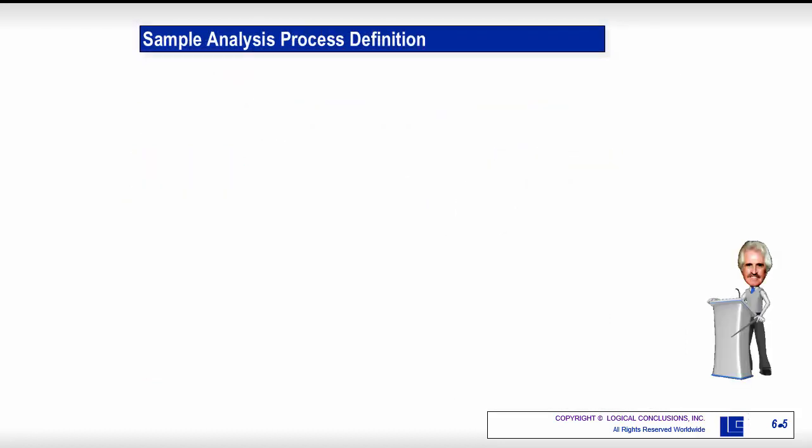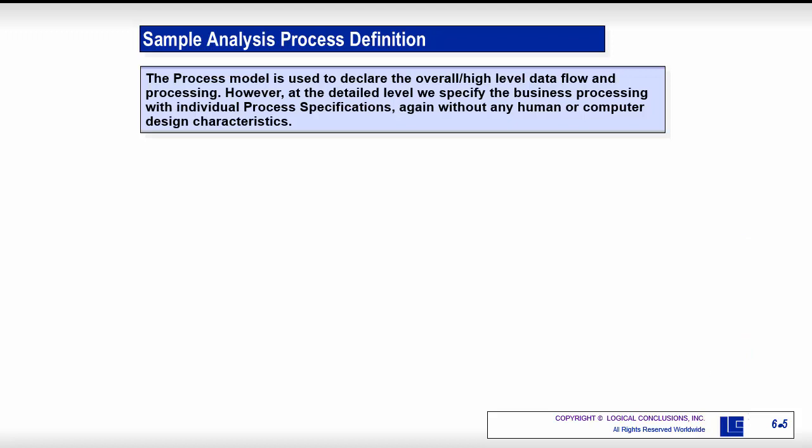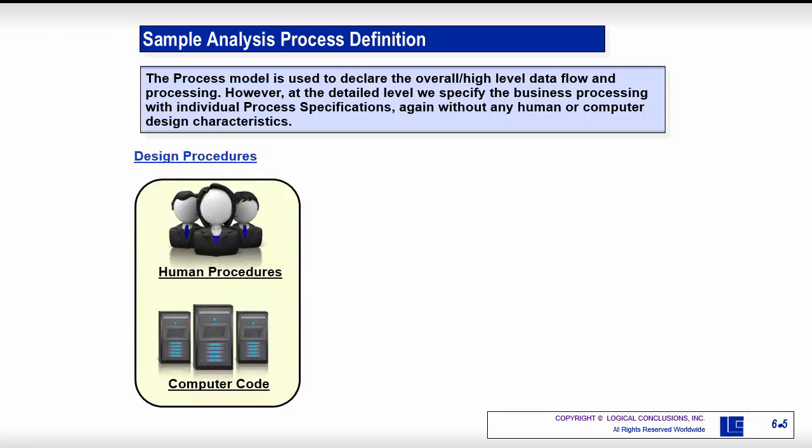Another component of a process analysis specification is a set of detailed process definitions. This is where we define the business processing, describing how we turn the input data into output data for each detailed process. The process model is used to declare the overall high-level data flow and processing. However, at the detail level, we specify the business processing with individual process specifications, again without any human or computer design characteristics. The left of this slide shows an example of the human and computer implementation of processing.